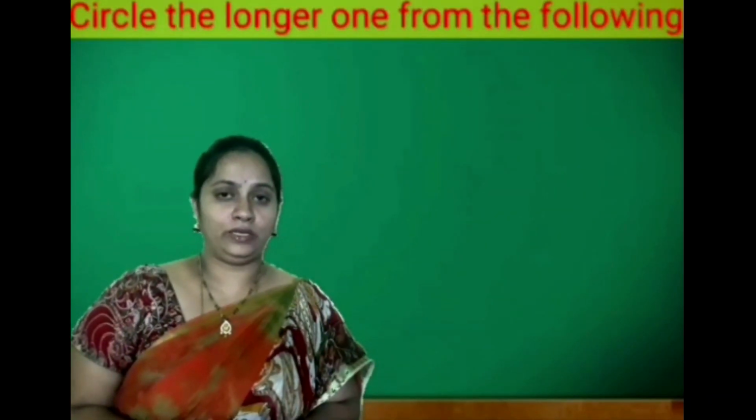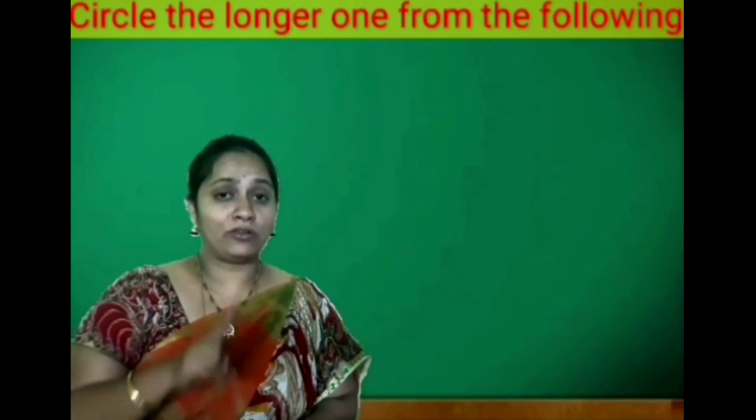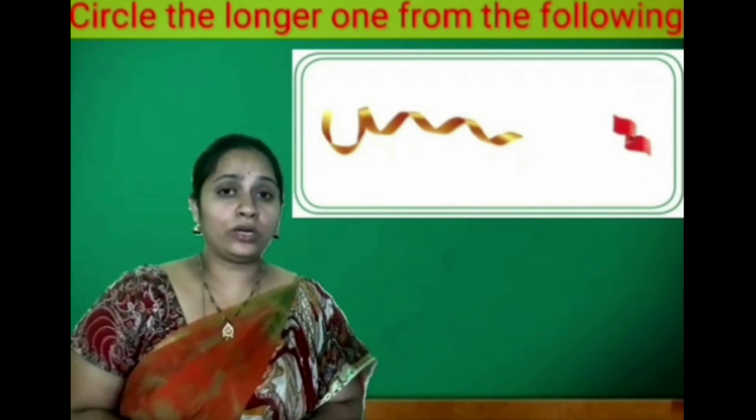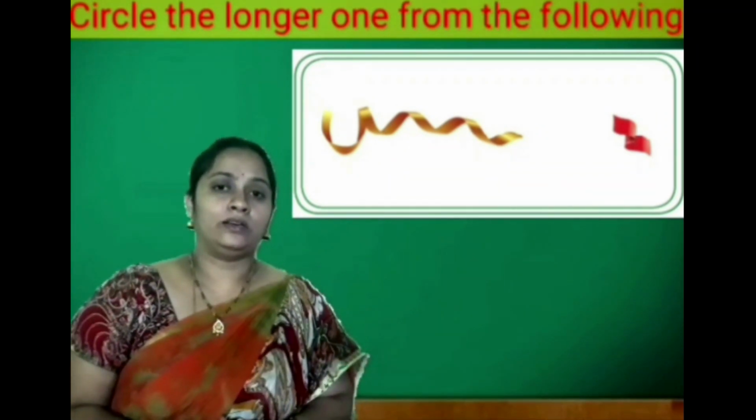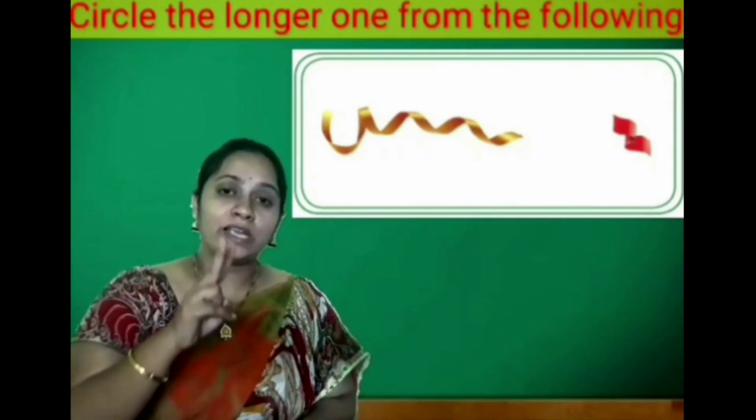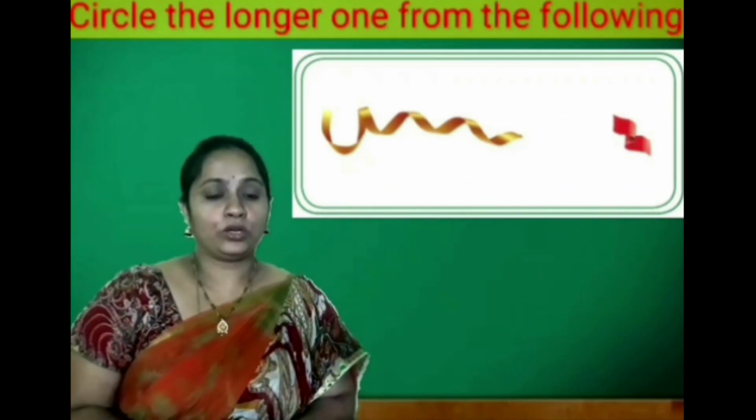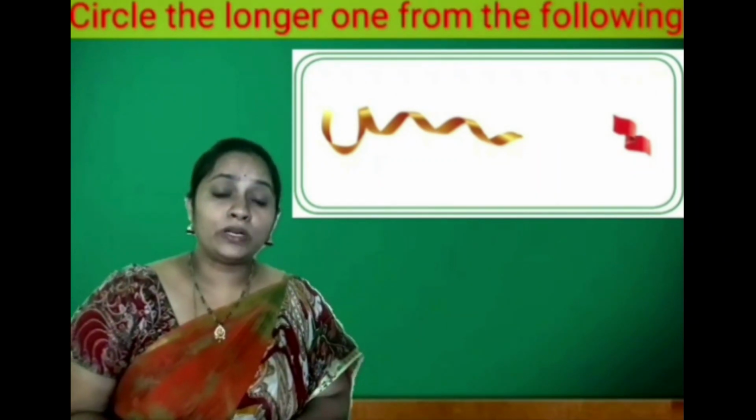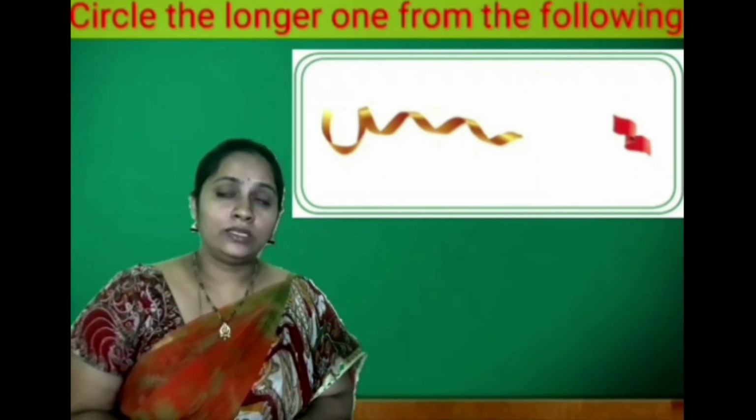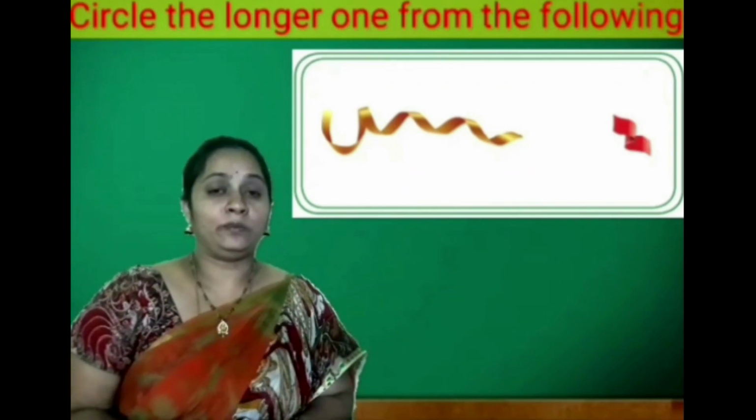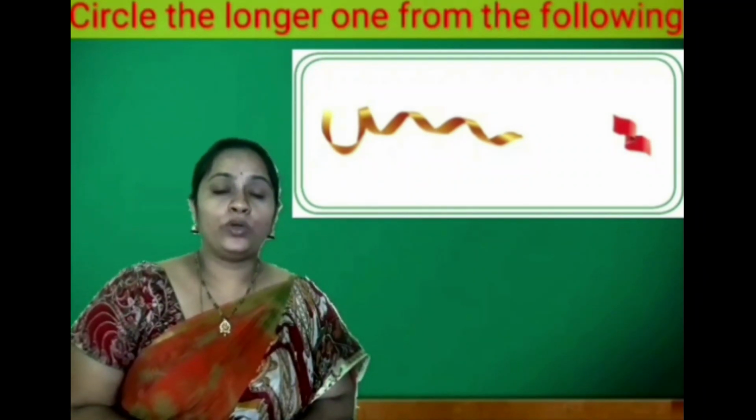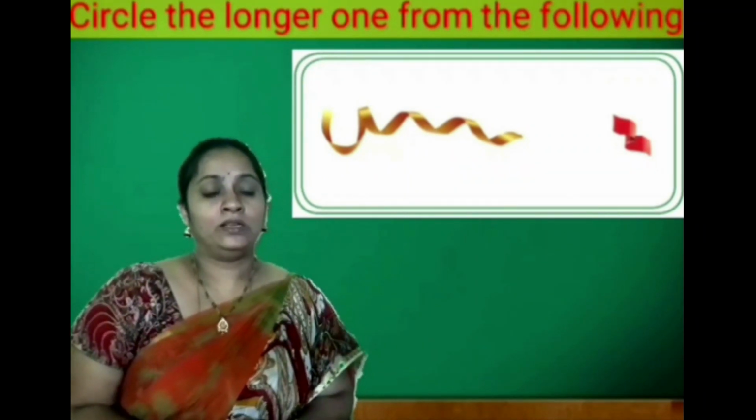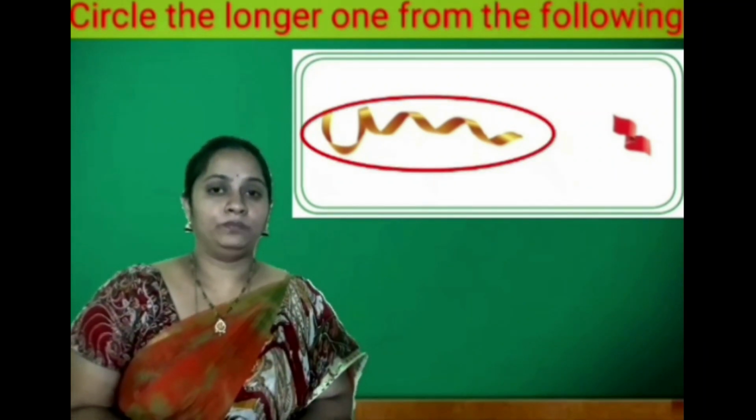Now, coming to the third one. Circle the longer one from the following. See children, in the first box they have given two ribbons. In the two ribbons, the first one is yellow and the second one is red. Okay. So children, in these two ribbons, which ribbon is longer? Yes, the first one is longer. It means the yellow ribbon is longer. So, according to the sentence, we have to circle the longer ribbon. So, circle the yellow ribbon.